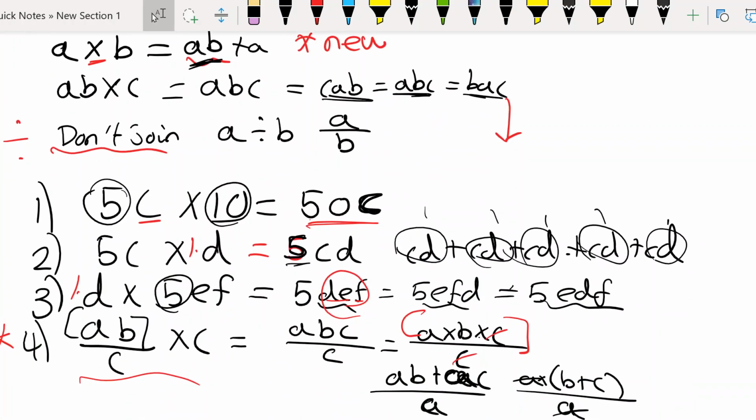In the next tutorial, we're going to be looking at indices rules with algebra, how you can go about using indices rules, how indices rules work with multiplication, division, etc. Okay, so I hope to see you in the next tutorial.